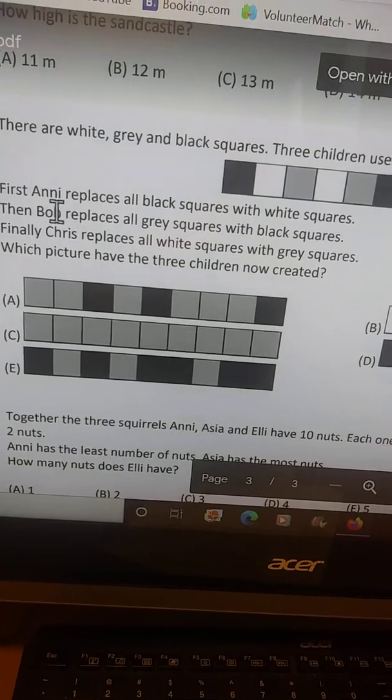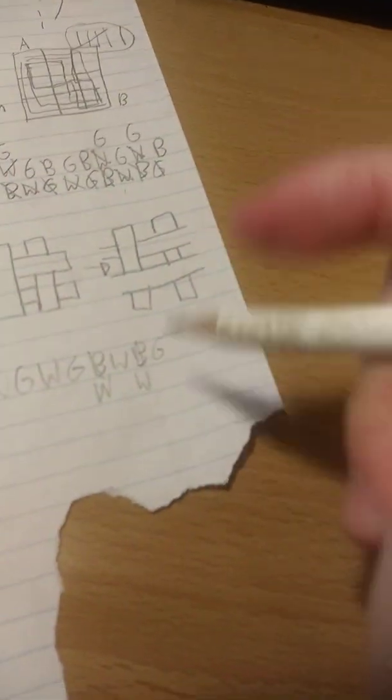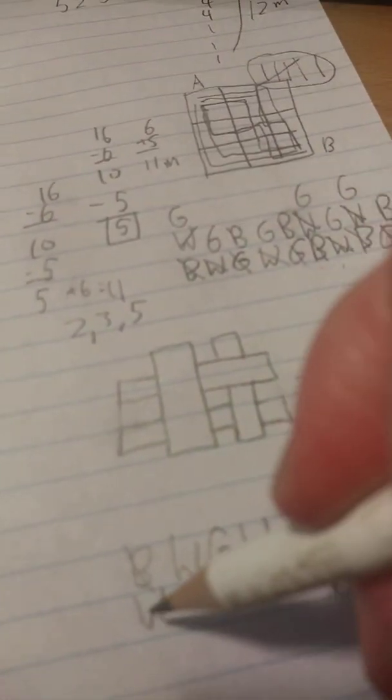So then we just follow the steps. So first, Annie replaces all the black squares with white squares. So all you can see right here is you see black, white, and all this. So any black squares, which is the squares with B's in it, you're going to replace with a W. Okay, you see that? And then the rest, we don't change anything else. She doesn't change anything else. So all we have to do is just bring this down like this, okay?